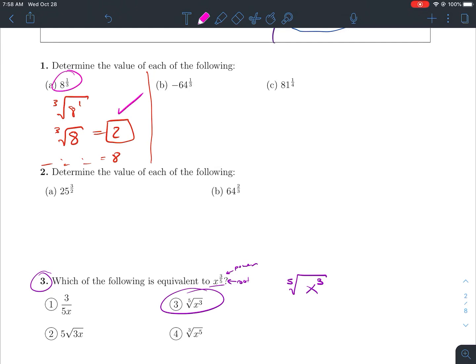Sweet. All right, -64 to the 1/3 power. This is going to be -64 to the 1st power, cubed root. Anything to the 1st power is just itself. So now we're looking for the cubed root of -64. Oh man, all right, well, cube root of a negative. We know that's just going to make our whole answer negative, so my first step is to pop that negative out.